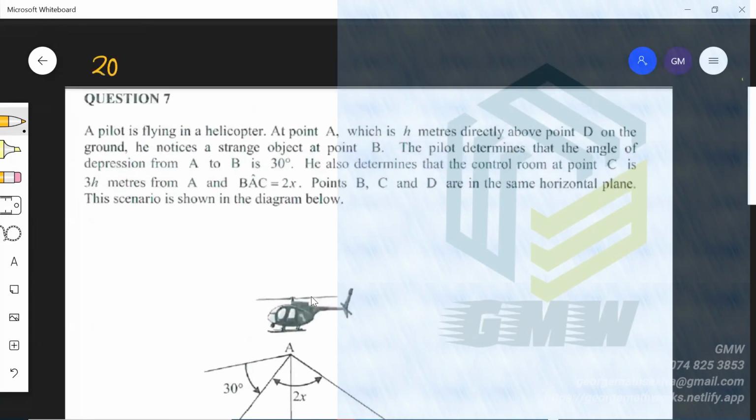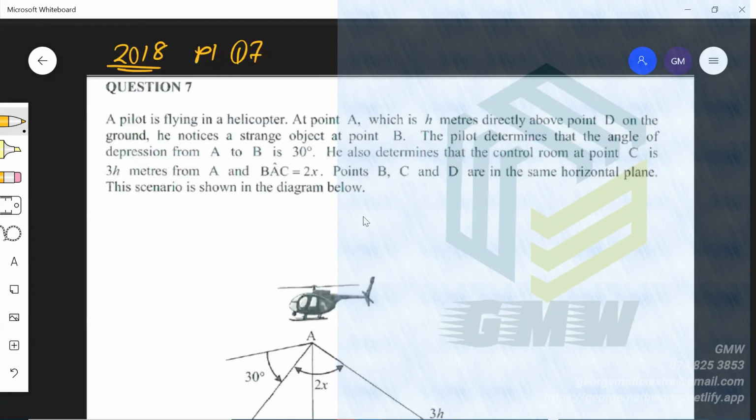This is from 2018, paper 1, question 7. It says here, a pilot is flying in a helicopter at a point A, which is h meters directly above a point D on the ground. He notices a strange object at point B. The pilot determines that the angle of depression from A to B is 30 degrees.